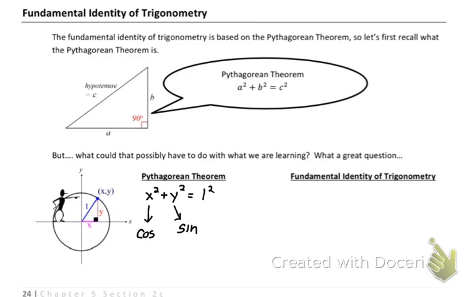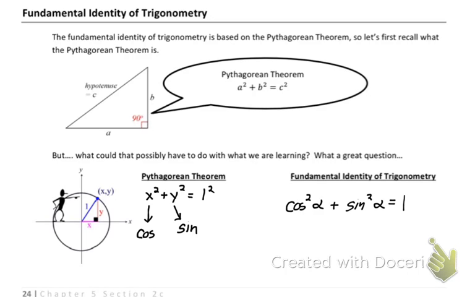So our fundamental identity of trigonometry is going to be cosine squared alpha plus sine squared alpha equals 1. Now we don't use theta because it's an identity. If you use theta, it's not going to be the end of the world or anything. It's just usually when we're talking about identities, we use alpha.